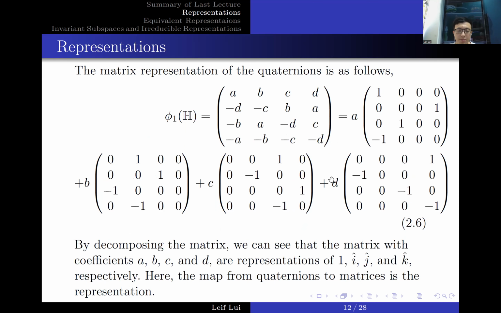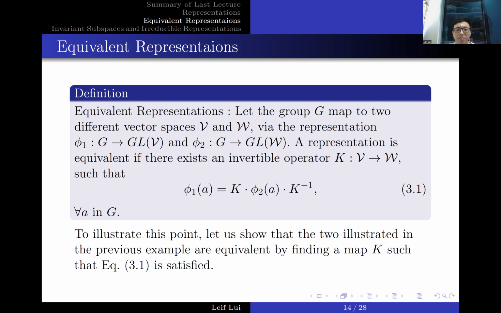So now that I've talked about representations, let me talk about equivalent representations. So let a group map to two different vector spaces, V and W. When I say different, they don't have to be different. They can be the same vector space, but for generality, we can just say they're different.